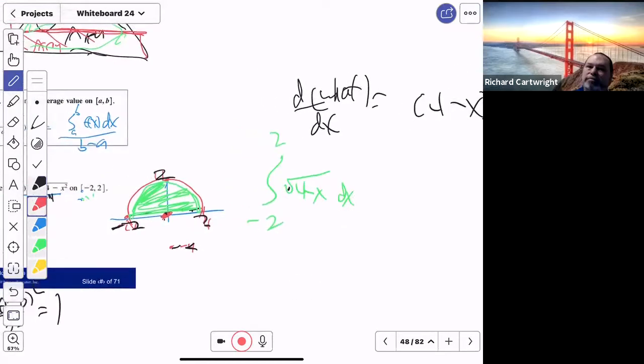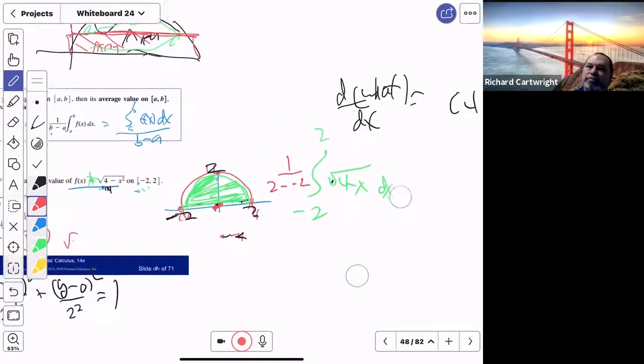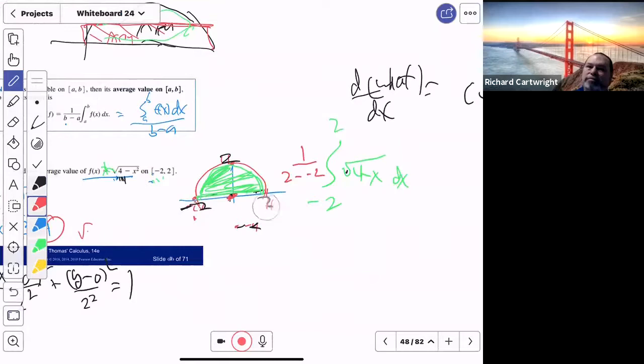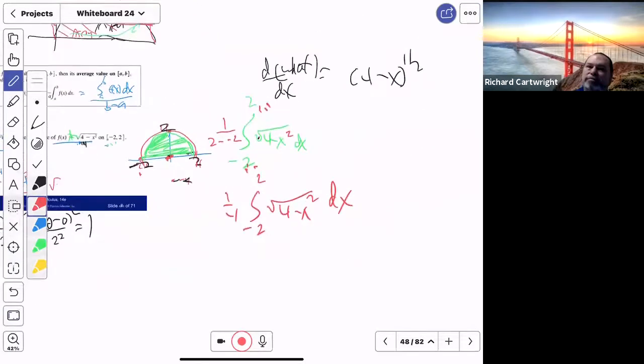And I'm doing average value, so I'm going to take that answer and divide it by b minus a. Well, b is 2 minus a -2. That's my a to b, -2 to 2. b minus a is 2 minus -2. That gives me 1/4 of the integral from -2 to 2 of the square root of 4 minus x squared dx. And since I don't want to do the calculus, I'm lazy.